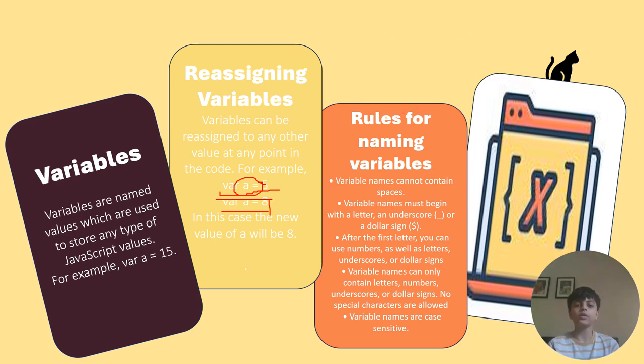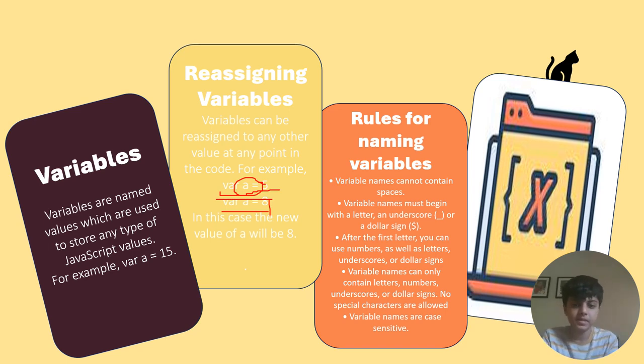Okay, so what are the rules for naming variables? Basically, there are many rules to name them, so that you can name a correct variable and it doesn't come out incorrect in JavaScript. First of all, variable names cannot contain any spaces. If they don't follow these rules, there'll be an error in the code because the variable won't be counted as a variable.